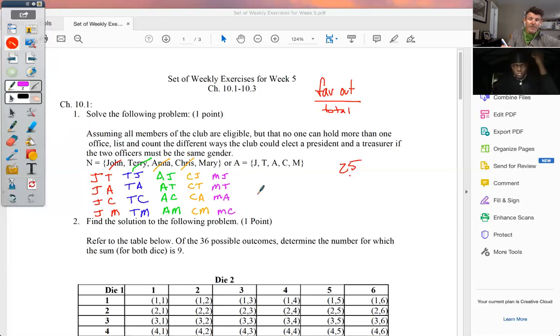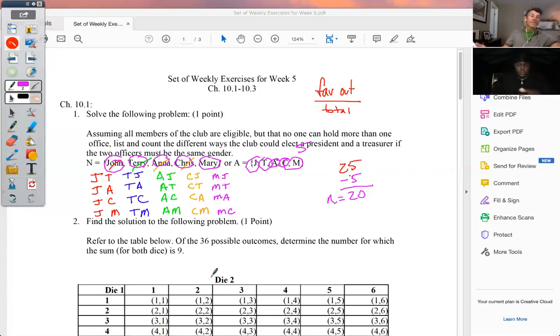Okay. So I was off, right? Because it's not 25. Well, the reason it's not 25 is because you can't have John and John. Like in this case right here, we have John and John. So I was accounting for John and John. I was accounting for Terry and Terry. I was accounting for Anna and Anna, Chris and Chris, and Mary and Mary. Well, that's 5 combinations that we don't get to use, right? Because they can't be the president and the treasurer. So if you take away 5 from there, there's our sample space, 20. So N is equal to 20. And sure enough, that's what we have over here. We have a total of 20 things, don't we?